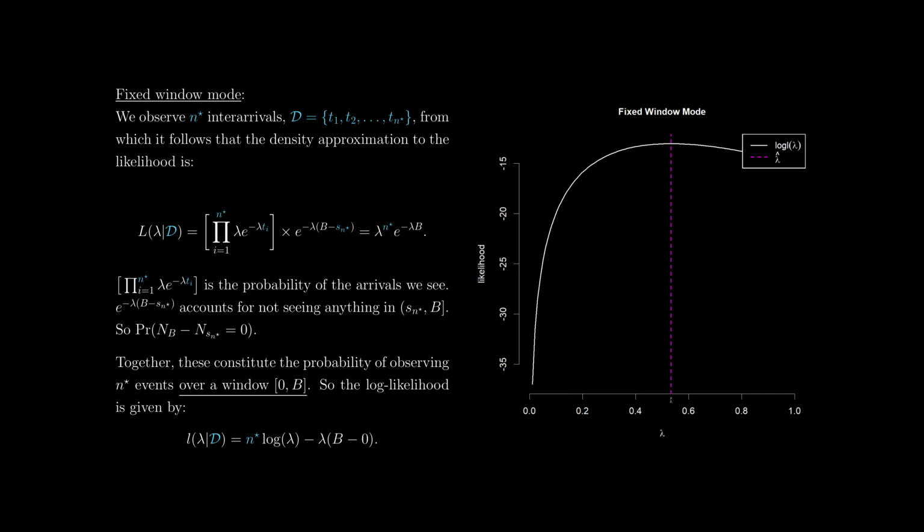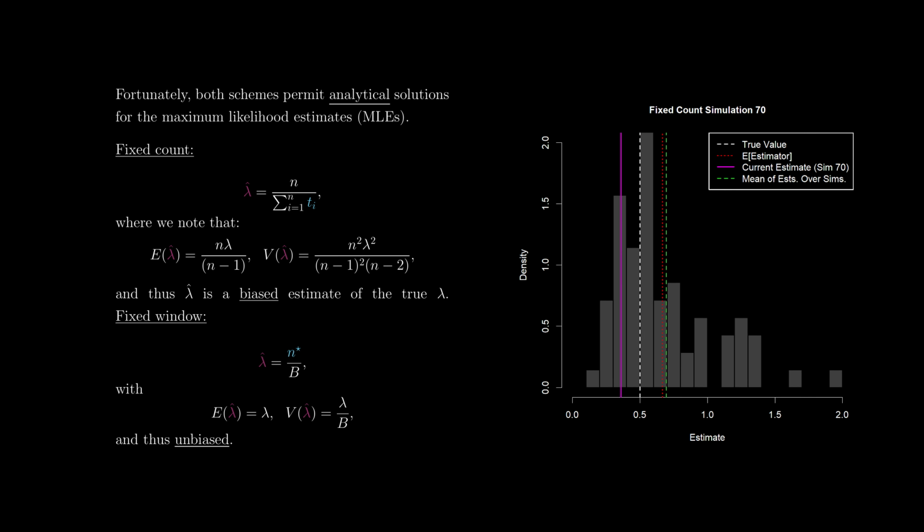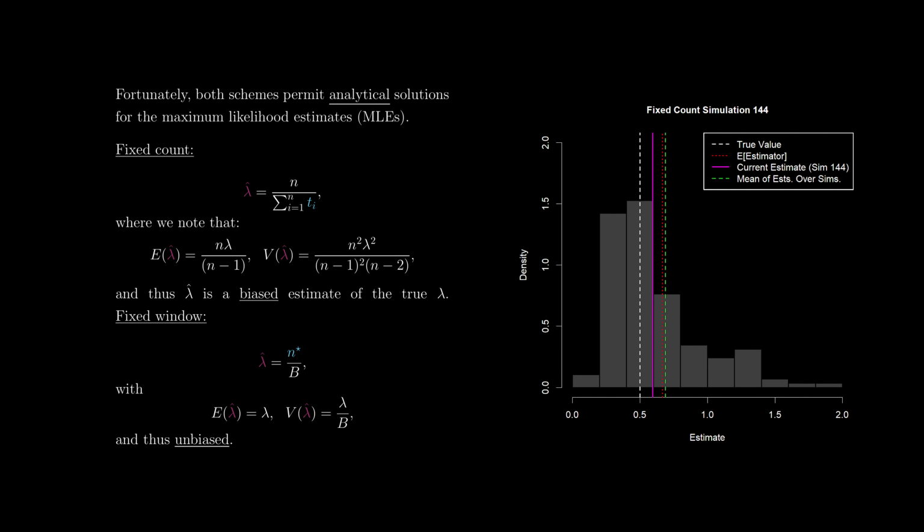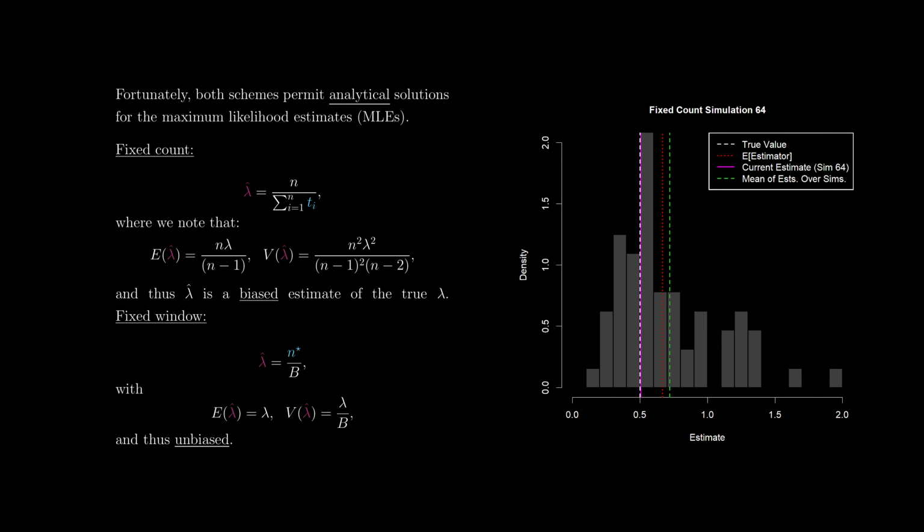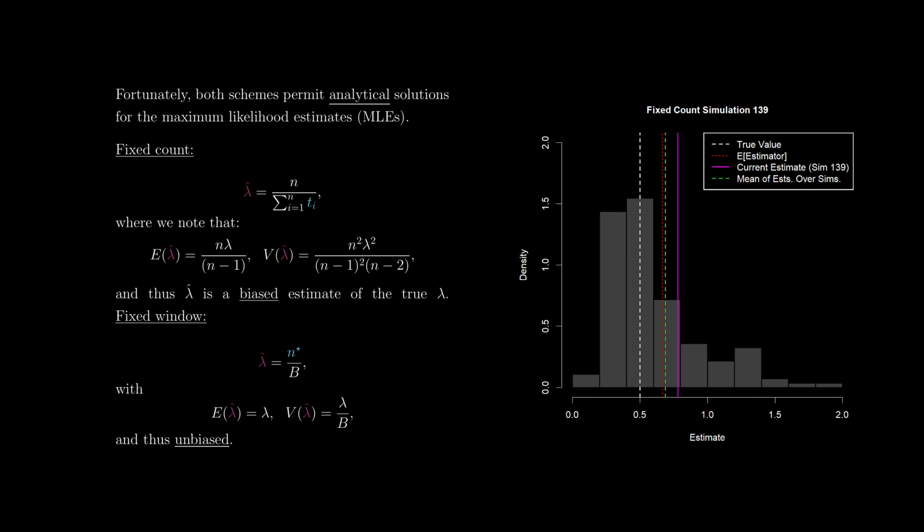Now, fortunately, both of these observational schemes permit analytical solutions for the maximum likelihood estimates. Now what does it mean for something to be an analytical solution to the optimization problem? Well, that means we can write down an expression in terms of elementary functions. Sometimes, or more often than not, in statistics, we can't actually do that, so we'll have to resort to numerical maximization of the likelihood function. That's something we'll probably touch on later. But in both of our observational schemes, we can actually write down the expression exactly.